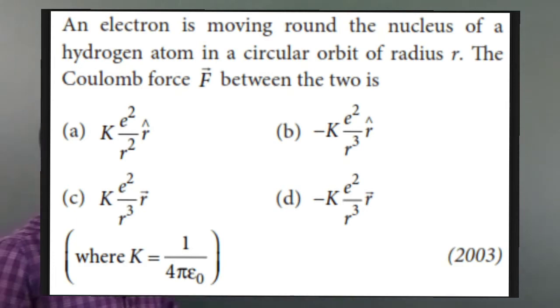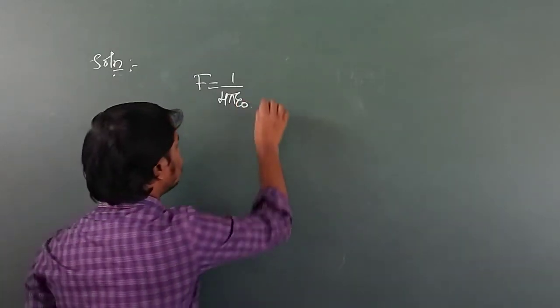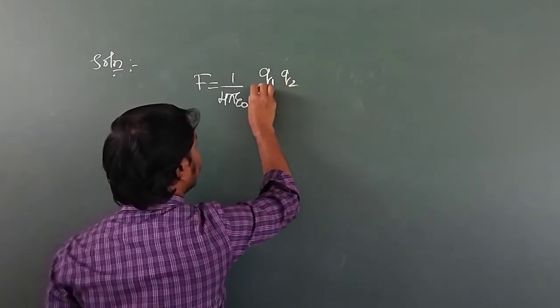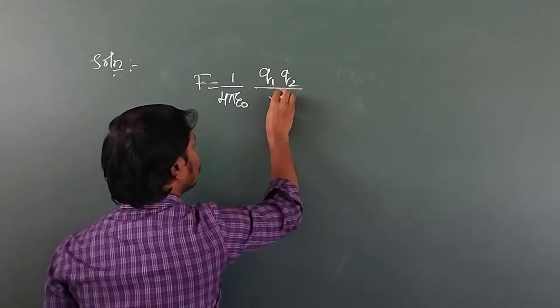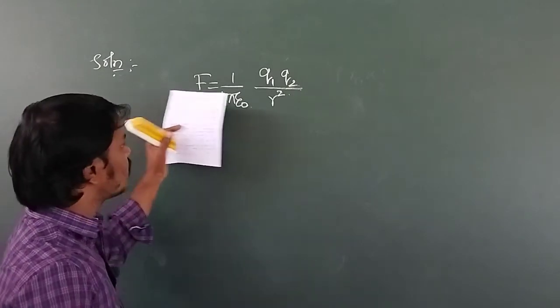So what is the expression for Coulomb force? According to Coulomb's law, F is equal to 1 by 4 pi epsilon naught, charge on the revolving electron into charge on the nucleus, divided by the square of the distance between them, that is r. This is Coulomb's law, and we can write this in vector form.